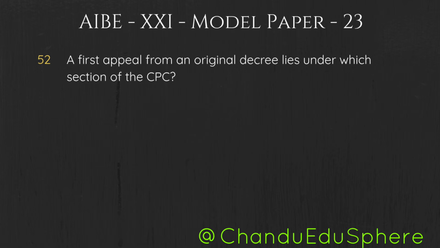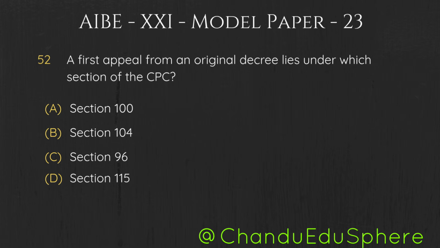A first appeal from an original decree lies under which section of the CPC? Section 96 of the CPC 1908 confers the substantive right of the first appeal from every original decree passed by a court exercising original jurisdiction. So section 96 of the CPC, C is the correct choice.